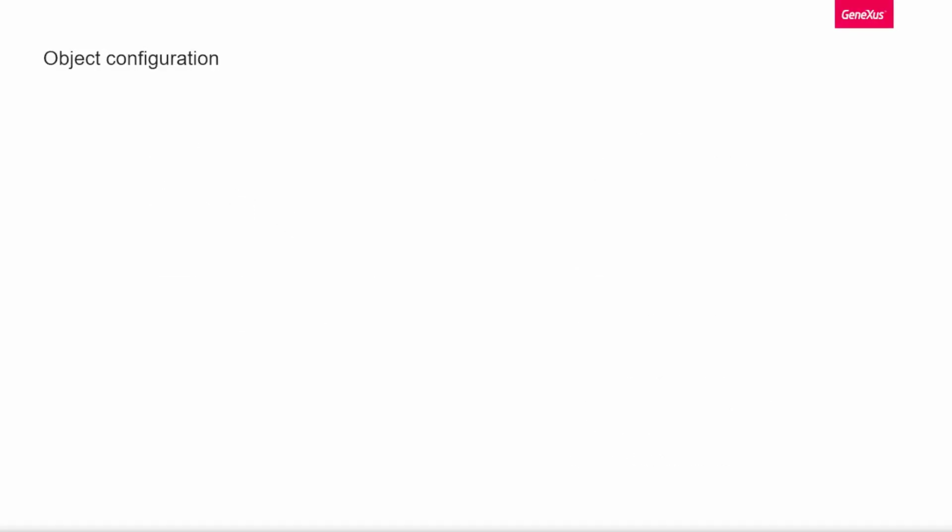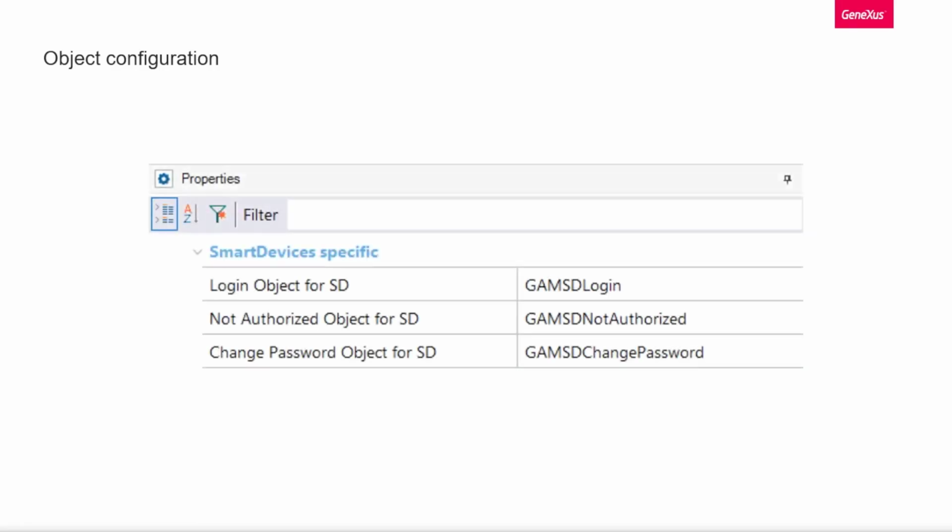Earlier, we said that users could be redirected to the unauthorized object if they did not have permission to access a resource. This object can be configured at the KB version level, under the Smart Devices specific section. Not only can we configure it, but from there, we should also define which objects will be associated with the login and password change.